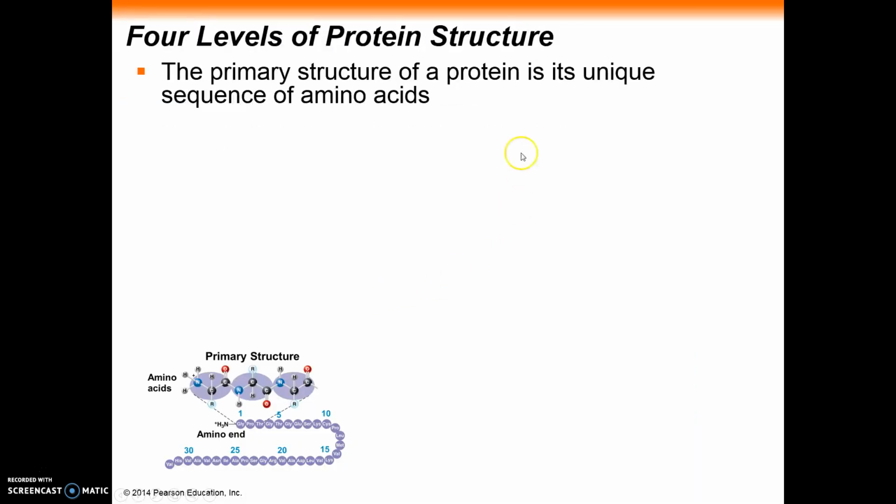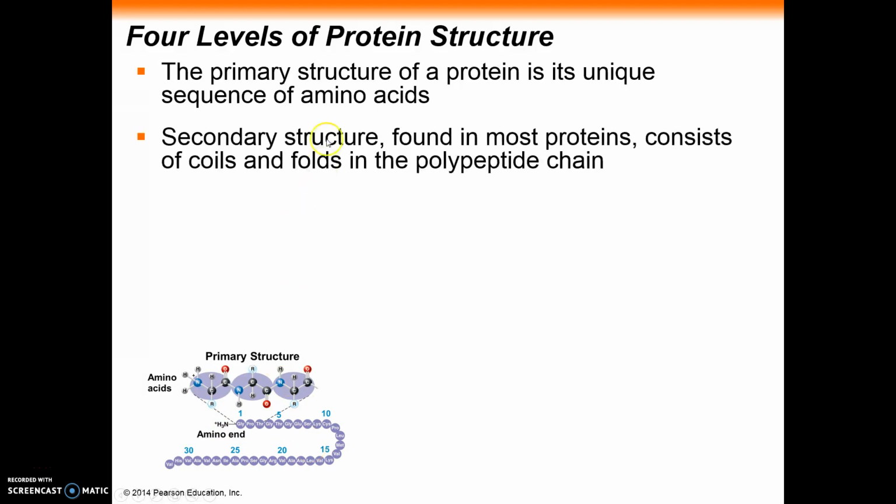Now, there are 4 levels of protein structure. So the primary structure is the easiest to understand. This is simply the unique amino acid sequence. Okay, so we can see here we have an amino end that has its NH3 positive, and it would progress on to its carboxy terminus. But it's just simply the sequence of amino acids, and this is directly related to the DNA sequence.